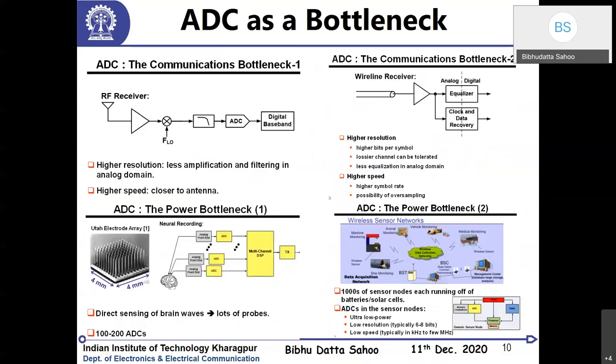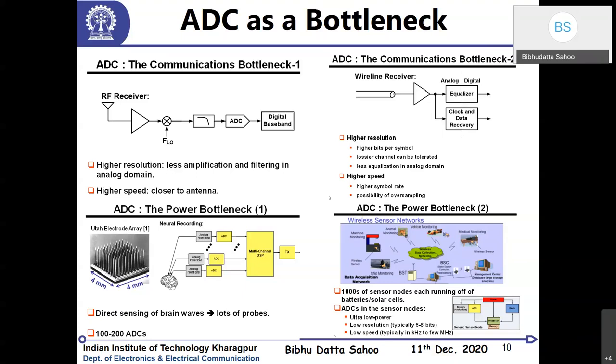Now let's look at some applications where ADCs become a bottleneck. For example, in an RF communication receiver, you need high resolution and you need higher speed. That means you want to move the ADC as close to the antenna as possible, so you achieve something called direct sampling ADCs. Now in wireless receivers, ADCs are a bottleneck because you need a very high sample rate and decent resolution, like 2, 3, or 4 bits, six bits at the max for wireless receivers.